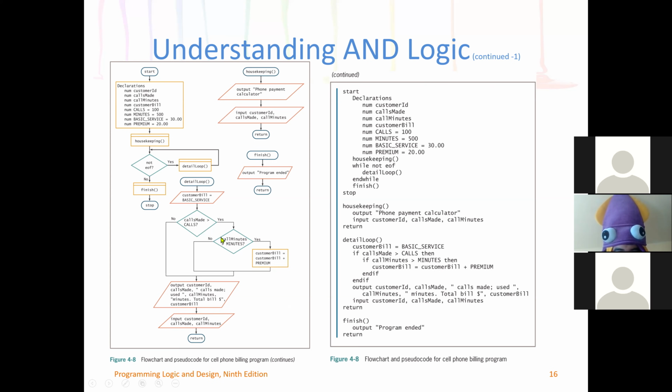Now, instead of writing the two conditions like this, I can use the AND operator since both conditions have to be true. So I can write only one condition. So I'm going to have only one diamond symbol. Then I'll say that if calls made is greater than calls and call minutes is greater than minutes, then do something. And this program will run faster than this one because it's like we combine two conditions together into one expression.